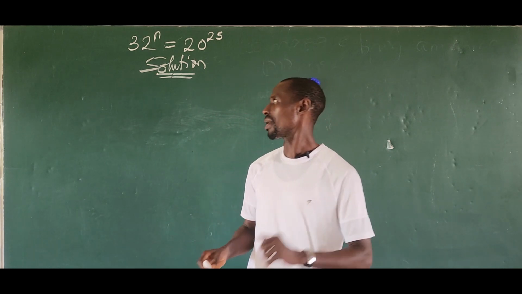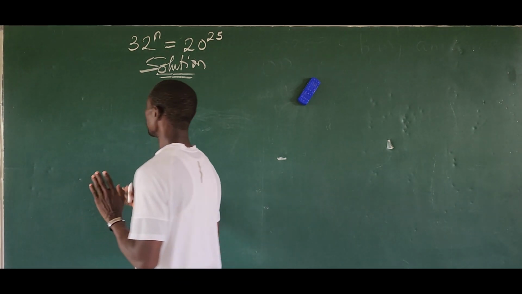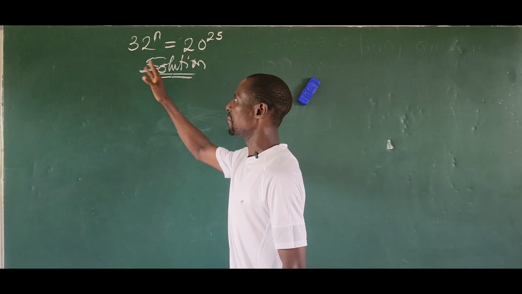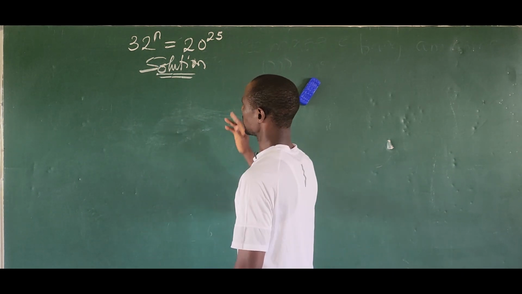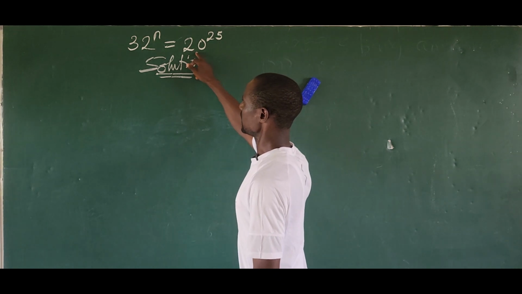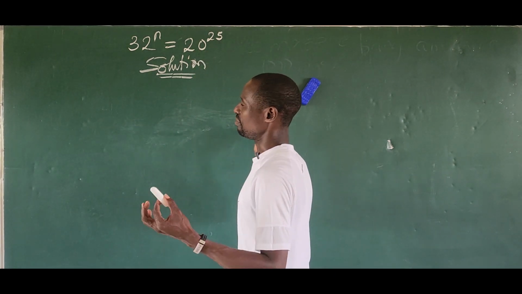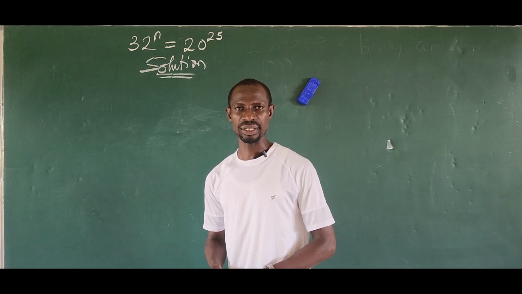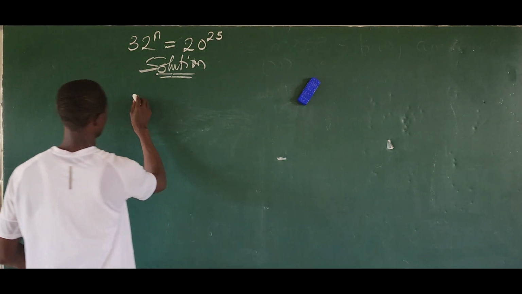All right, so the first thing we're going to do here is this. Now, here we have base 32. Base 32 could be expressed as 2 to the power of 5, right? But here, can we express this in base 32 or 2? No. So the best way to do this is simple. It's just to log both sides of the equation. And here we're going to take log to base 10. So let's log both sides of the equation.